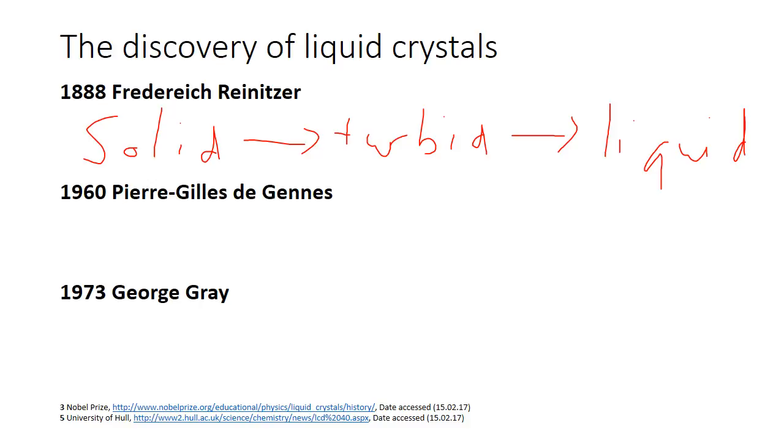In 1960, Pierre-Gilles de Gennes made developments in regards to magnetism and liquid crystals. This formed the basis of George Gray's work in 1973, where he discovered a type of liquid crystal that stabilized at room temperature, and this is what we use for LCDs today.